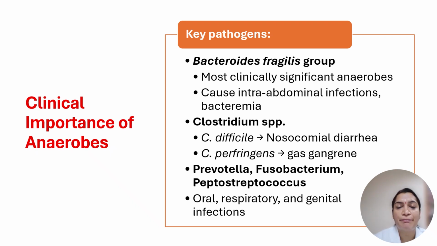intra-abdominal infections and bacteremia. Apart from that, we have Clostridium species, of which Clostridium perfringens is responsible for causing gas gangrene, and Clostridioides difficile is associated with nosocomial diarrhea. We also have Prevotella, Fusobacterium, Peptostreptococcus anaerobius, and Finegoldia magna, which are associated with infections of the respiratory and genital tracts.